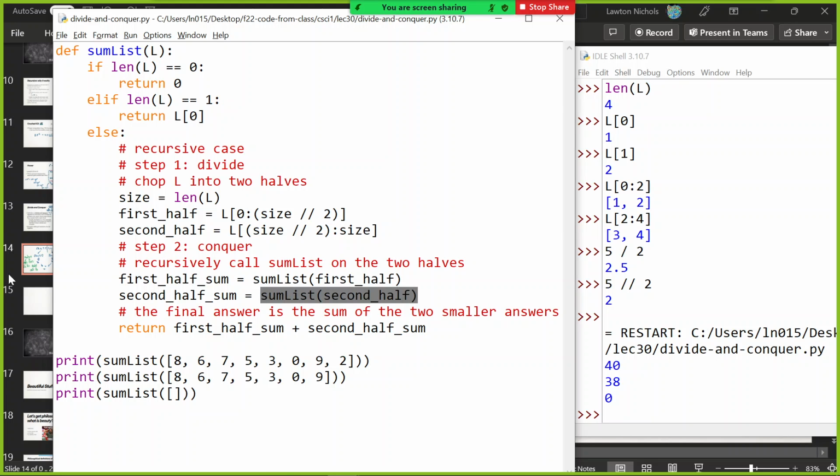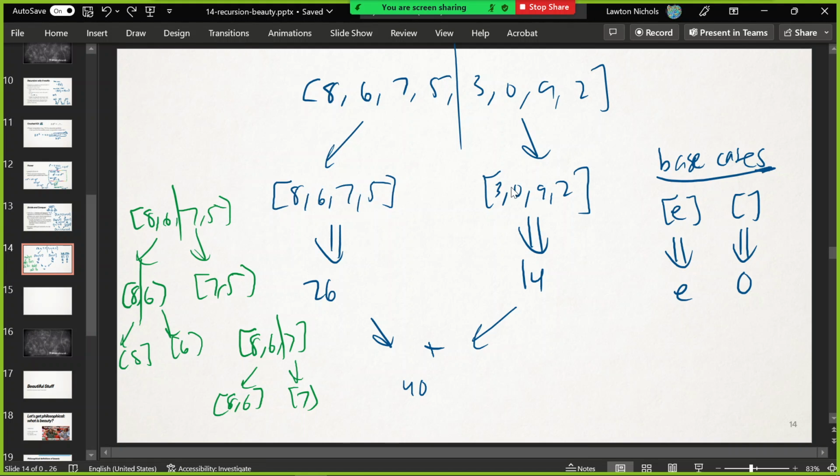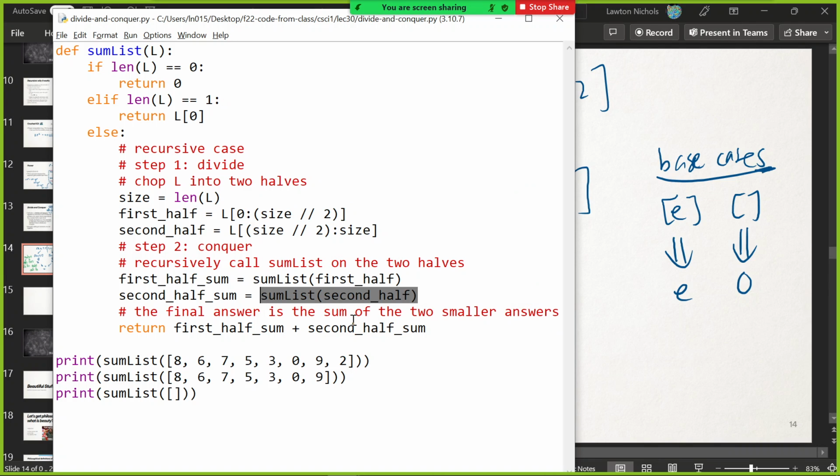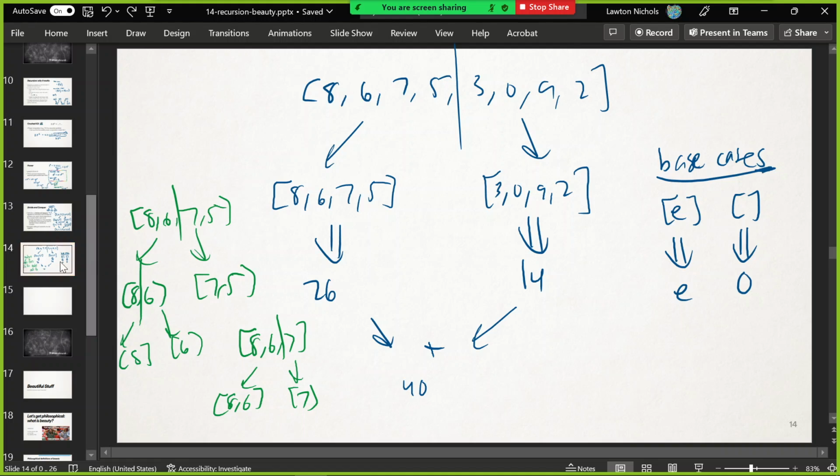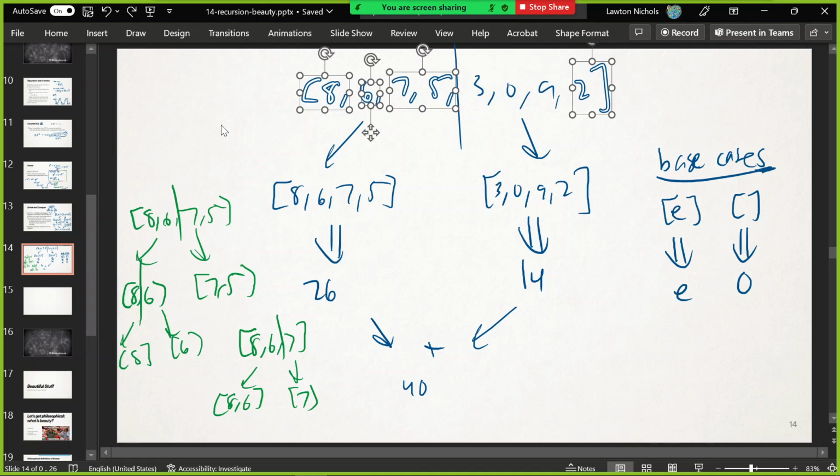I didn't care about how it was going to chop this one in half and this one in half, because it would have. I just assume it's going to give me back the 26. I'm assuming that this gives me back the 14. And it will if I build up the answer correctly. That's the magic of recursion. It's always fun. But, okay, with this in mind, let me show you how this works, what it actually did.